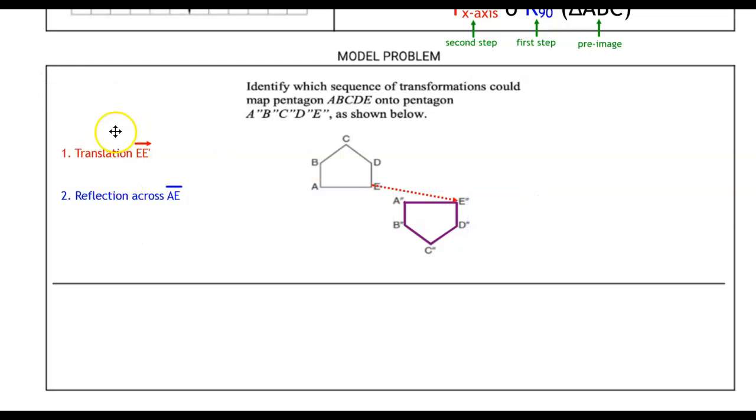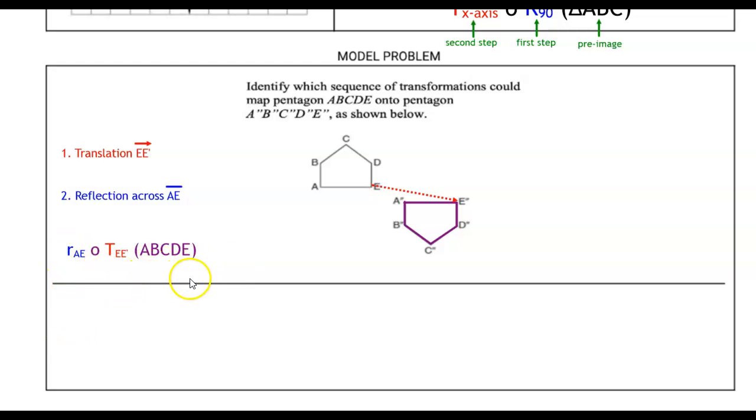Now that we've written it out like this, let's write it in composition of transformation notation. In transformation notation, being really specific is saying a reflection across AE happening after a translation along the vector EE prime. So that is a very specific way to say it.